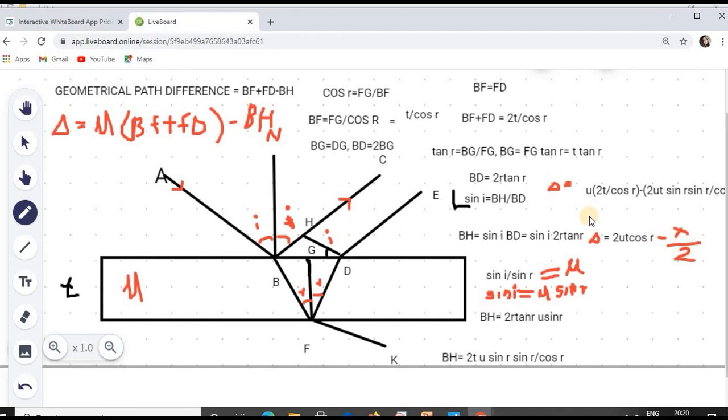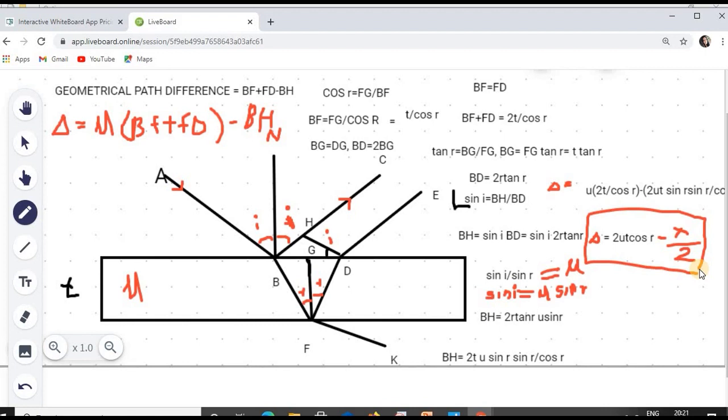So this is a very important condition. You just study this. Delta is equal to 2 mu T cos R minus lambda by 2. It is the path difference which is introduced due to the light rays reflected from the plane parallel thin film, which are undergoing interference. The path difference introduced is 2 mu T cos R minus lambda by 2.